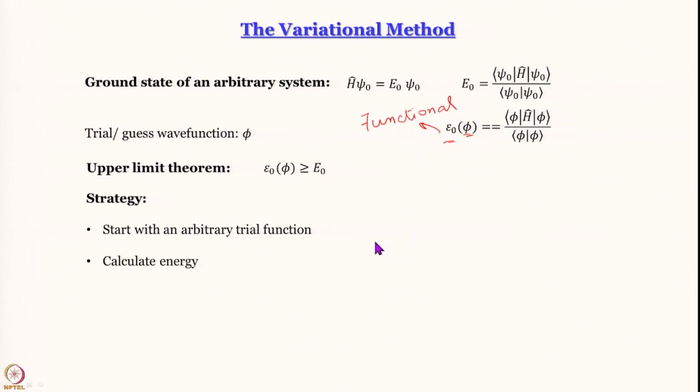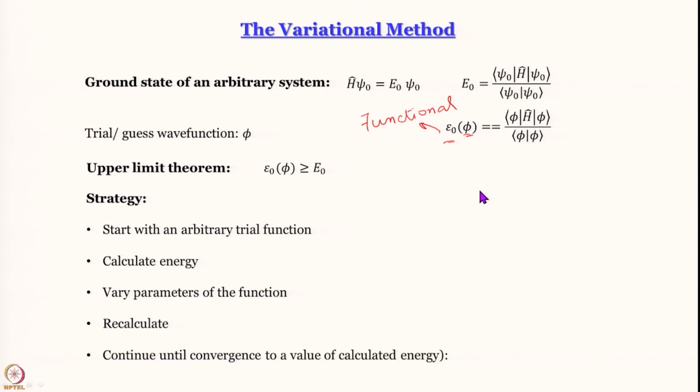Well, when I say energy, I mean epsilon 0 phi. Then you vary the parameters of the function. Okay. If it is e to the power minus kr square, then keep on changing the value of k. What will happen? Value of energy obtained, or whatever this functional is, epsilon 0 energy like functional, that is going to change. Then calculate again. So, keep on calculating and see whether the value of this epsilon 0 is decreasing. Then continue until the value converges to some particular value, and that would be the upper limit or upper bound to this actual energy E0.